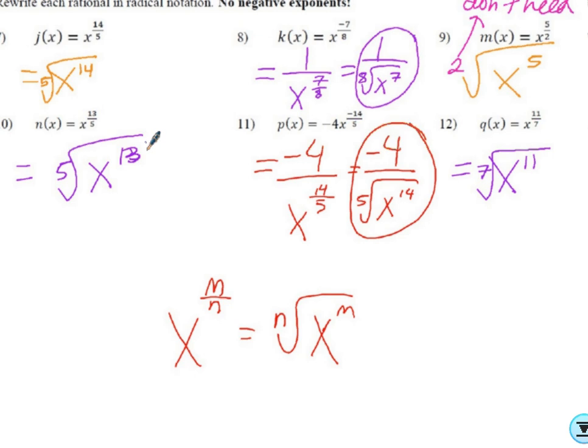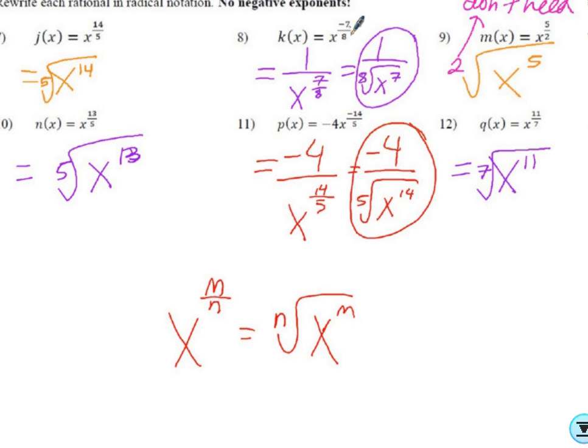This next section is the same thing, but in reverse. So you're going from x to the m over n to the nth root of x to the m. This is where you're going to need a little bit more finagling if you have a negative exponent, because you can't turn it into a radical unless you have a positive exponent. So 7 is x to the 14/5, so that's the 5th root of x to the 14th, and 5 in the denominator becomes the root, and the 14 is the power.